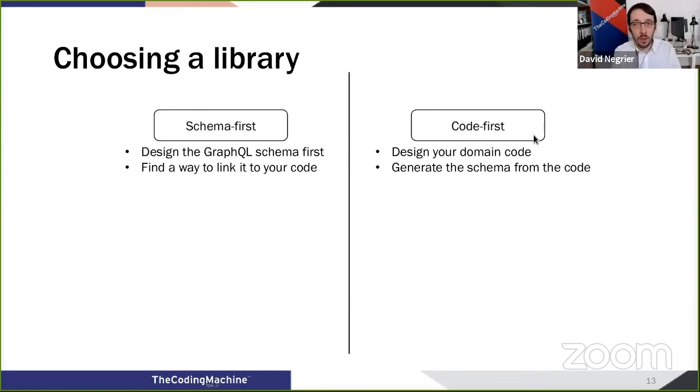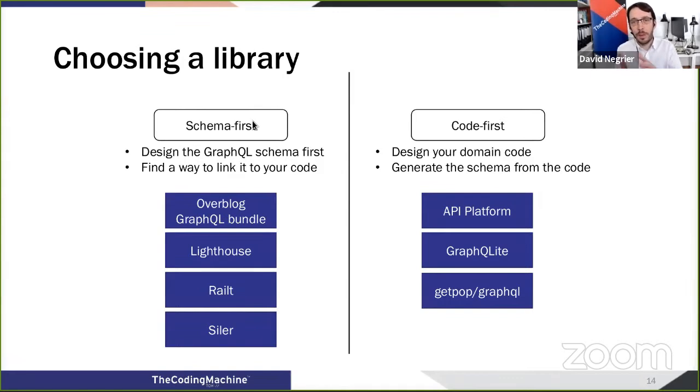On the other hand, if you are using a code-first approach, you will be designing objects. And then the job of the library will be to generate the schema from the classes and the objects you've been designing. Basically, when you are using a loosely typed language, you tend to have schema-first libraries. If you're doing JavaScript, you will find a lot of schema-first libraries. On the other hand, if you are using a strictly typed language like Java, you will find a lot of code-first libraries. PHP sits a bit in the middle because it is optionally typed. You can have types, but you're not forced to. And so you have the two kinds of libraries out there. In the schema-first part, you have Overblog, Lighthouse, Railt, Siler. And in the code-first category, API Platform, GraphQLite, and GetPop.